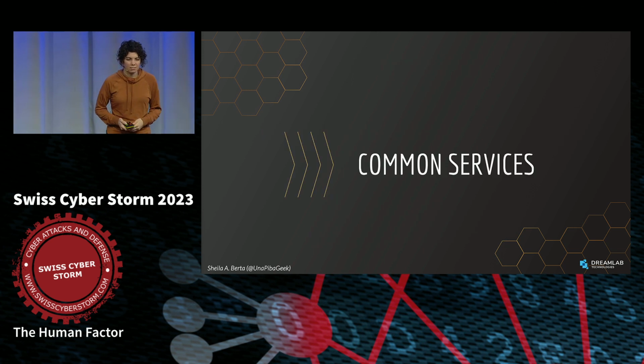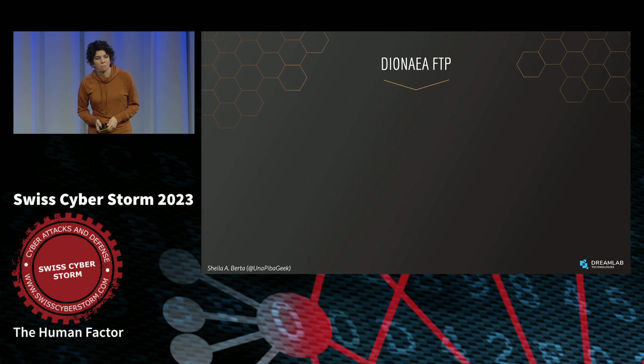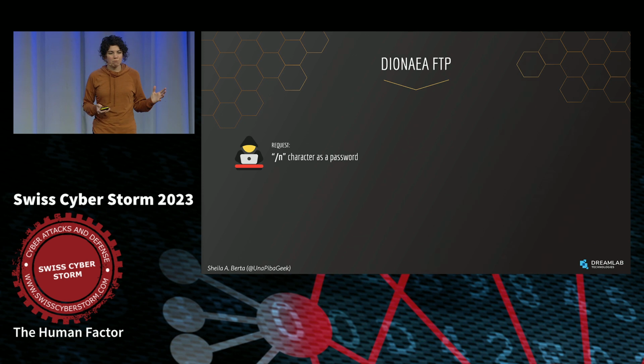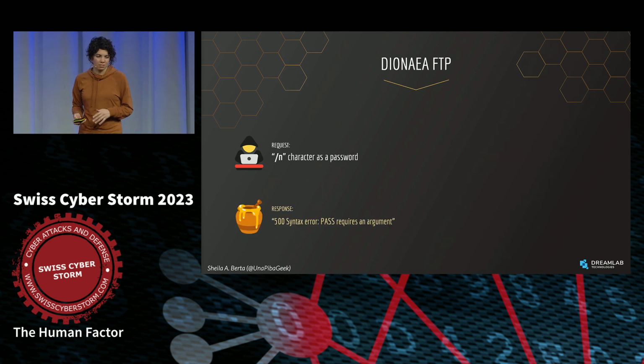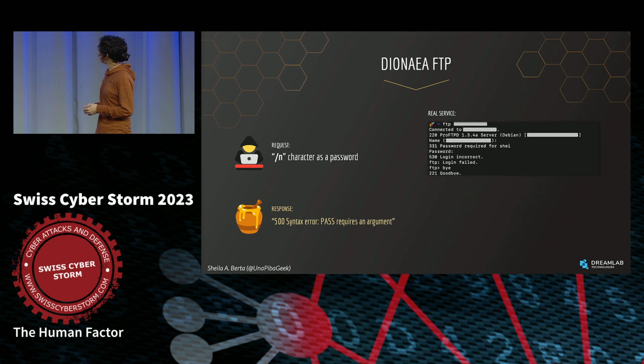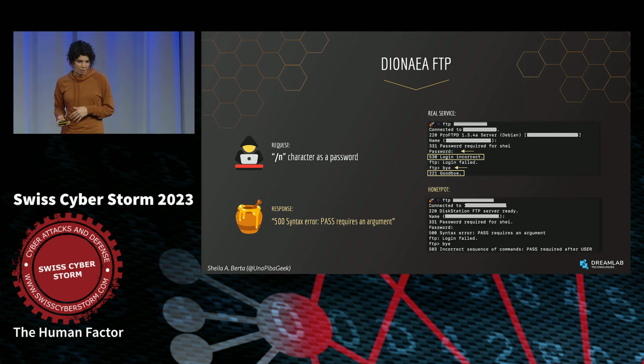Cool, so let's start. Some common services first. Dionaea FTP emulates an FTP honeypot. The request, this one is very simple, so it will help you to warm up. We send a line break as a password, and the honeypot responds 500 syntax error, PASS requires an argument. If we compare this to a real FTP server, here we have ProFTPD. If we send a line break as a password, it responds with a 530 login incorrect. And if we send a BYE, it responds with a goodbye. This is a real FTP server. Now, back to the honeypot.